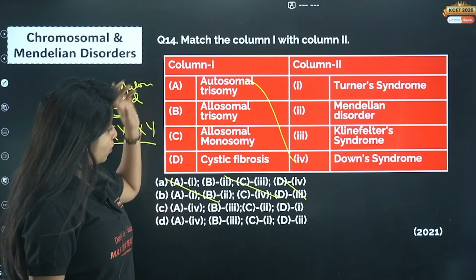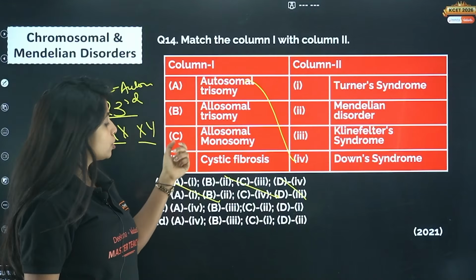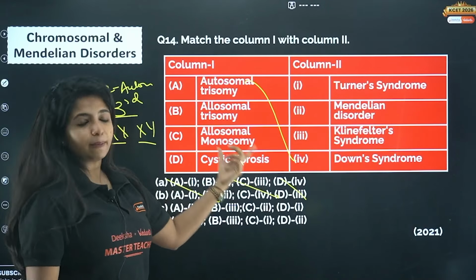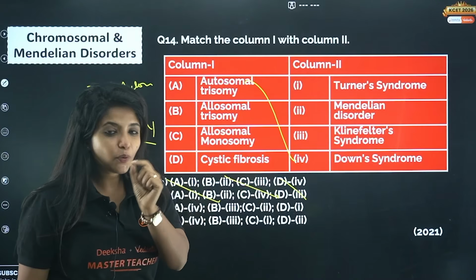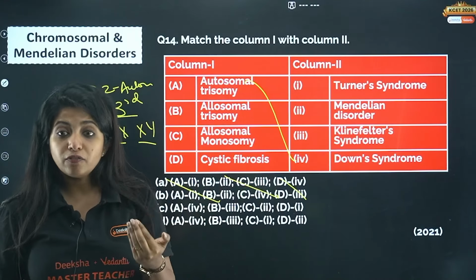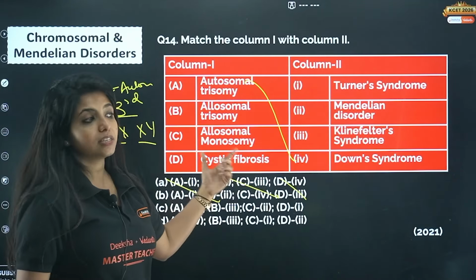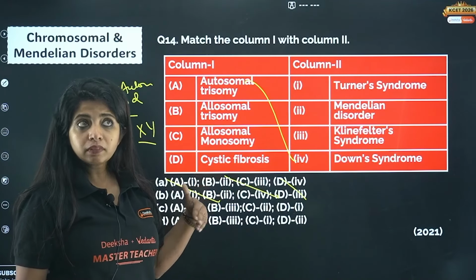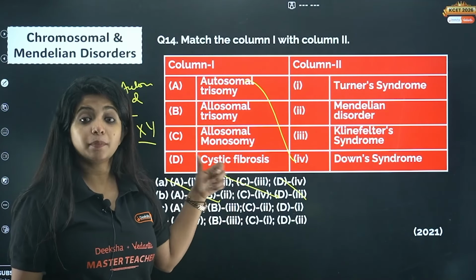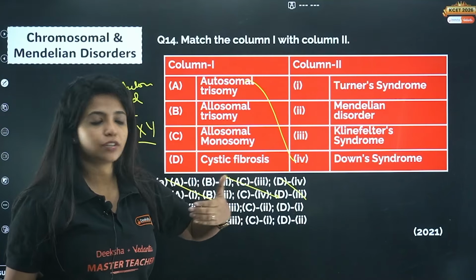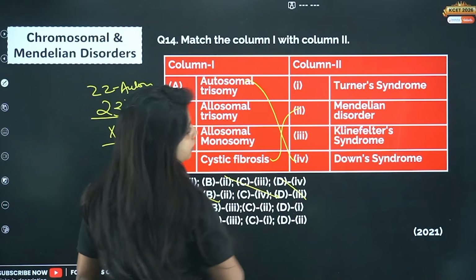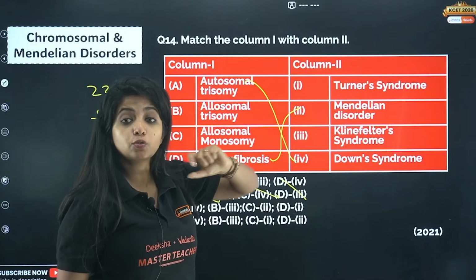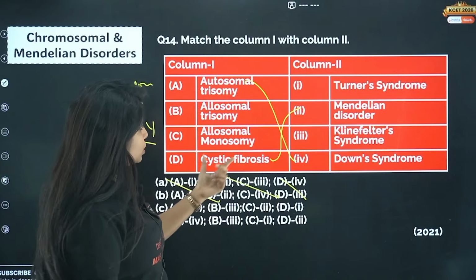Now let's go. I usually say in match the following question, go with the D option first, so that you know first and the last one. So cystic fibrosis, my dear children, is just given as a small line in your NCERT. It is not briefly explained. So cystic fibrosis, again, it is a Mendelian disorder, autosomal recessive disorder. So over here, cystic fibrosis goes with Mendelian disorder. It has something to do with the genes on the chromosomes. So D goes with 2.